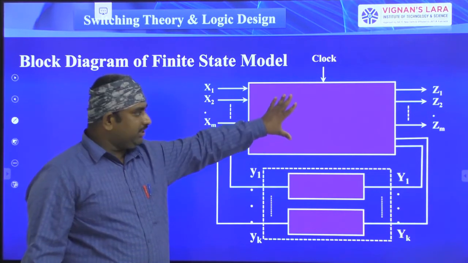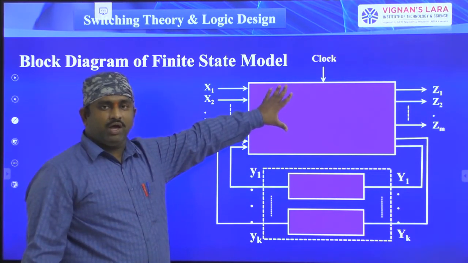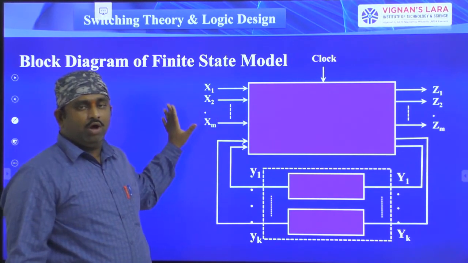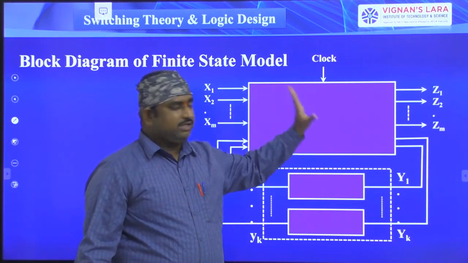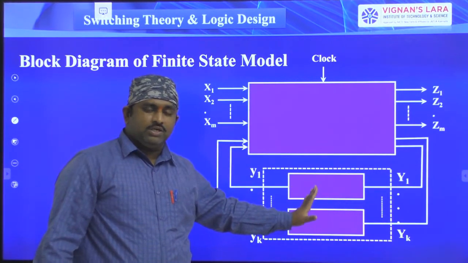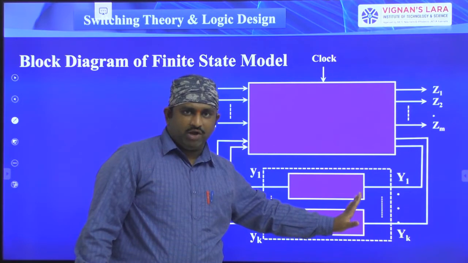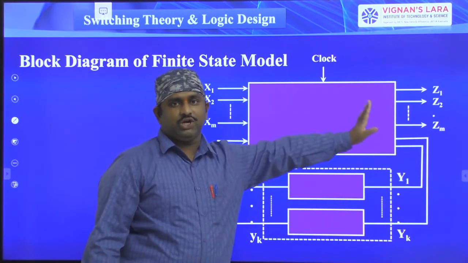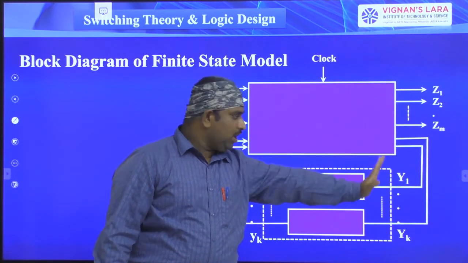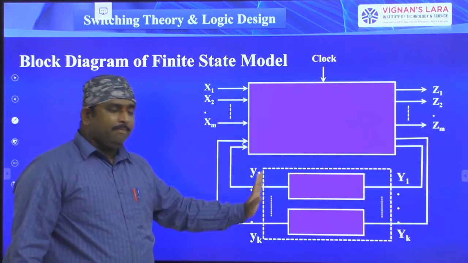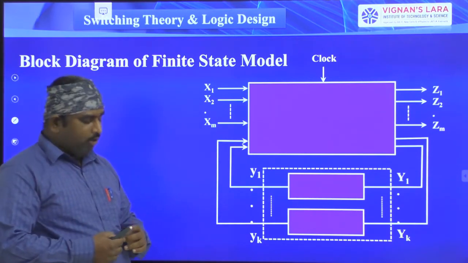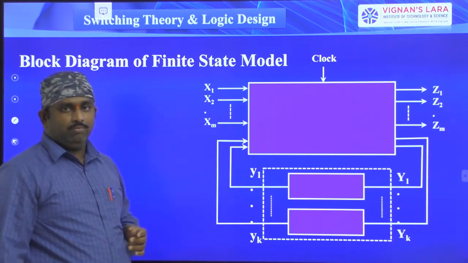In this block we have some combinational and sequential circuits, and these are controlled by the inputs and clock signals. The output of this circuit we are storing in some memory elements. So these are the previous state of the outputs for processing the present state of the outputs. Otherwise, for processing the next state of the outputs, we are taking the present state of the outputs as inputs. So this is the generalized block model for the finite state machine model.